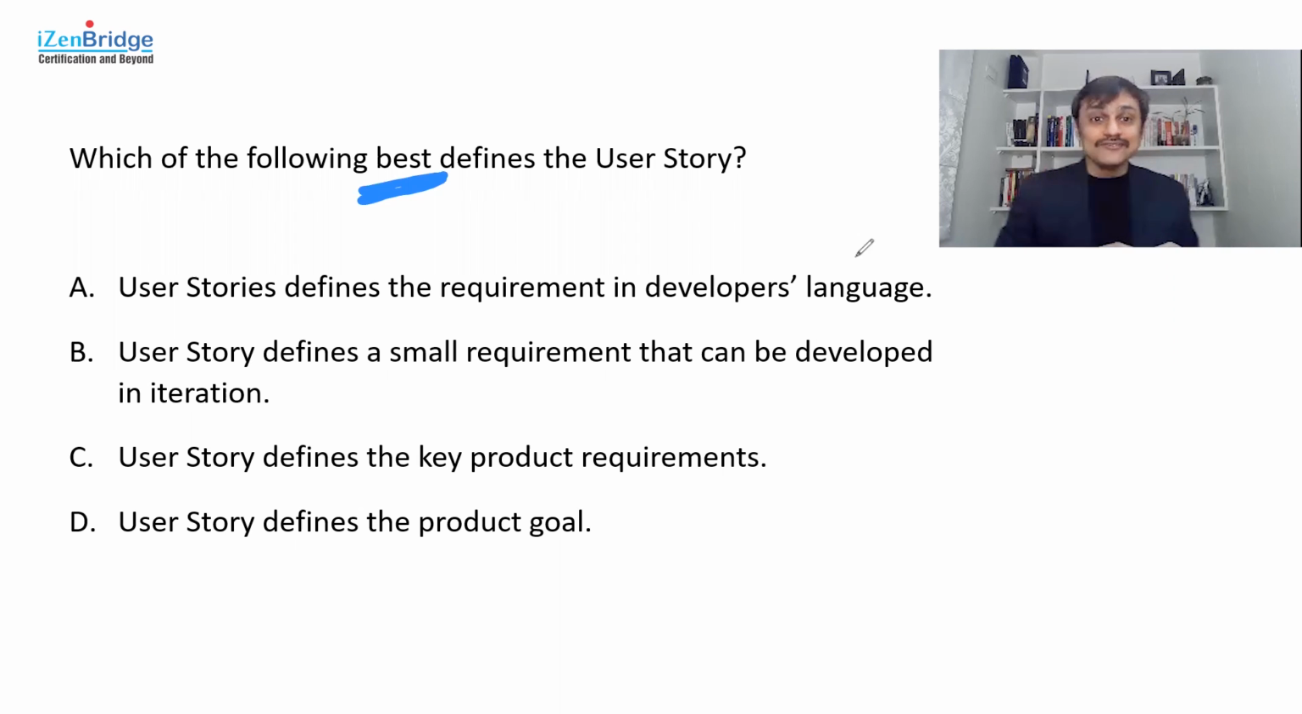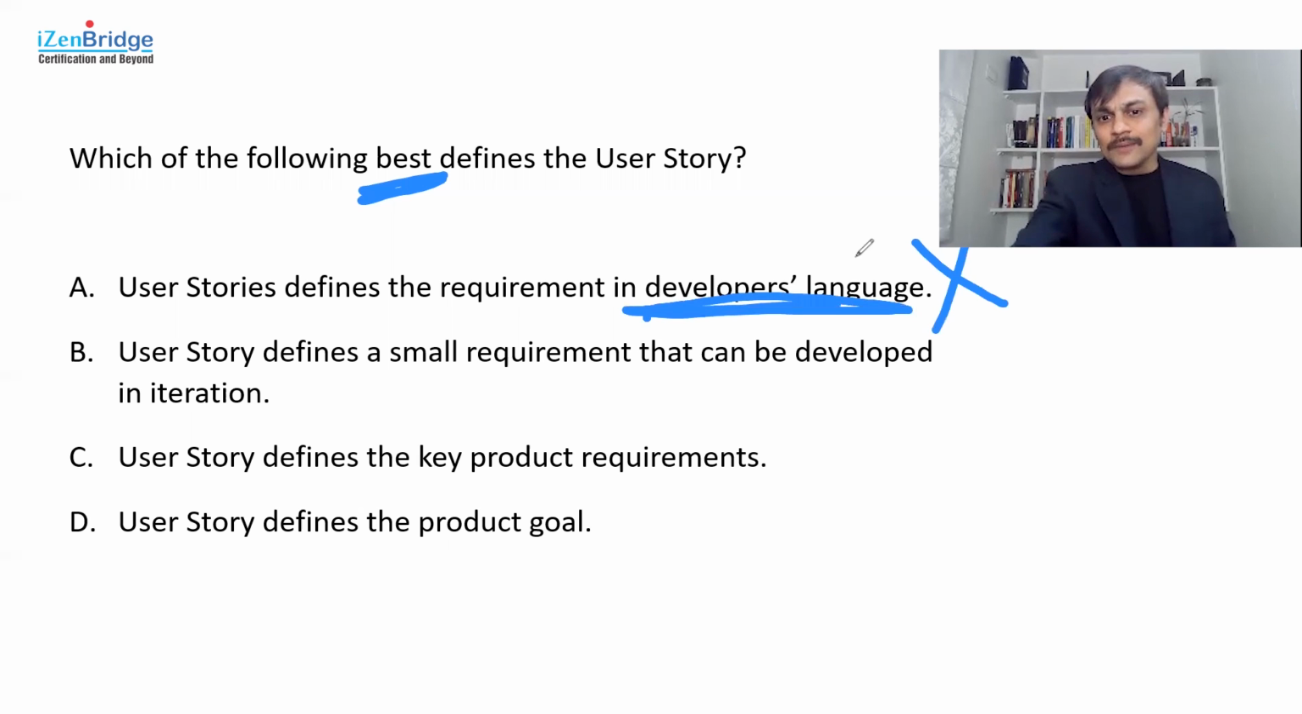Okay, so first thing is we should not forget the word best. And then let's explore what options we have and how right or wrong they are about the user story. Now, user story defines the requirement in developer's language. Definitely no, because it is not about developer's language. It is about the user's language. It is all about what the user wants to do. That's the whole idea of user story. So that's out. User story defines a small requirement that can be developed in an iteration. In my view, this is the right option, but we will explore it once we come back. We go with C and D first.